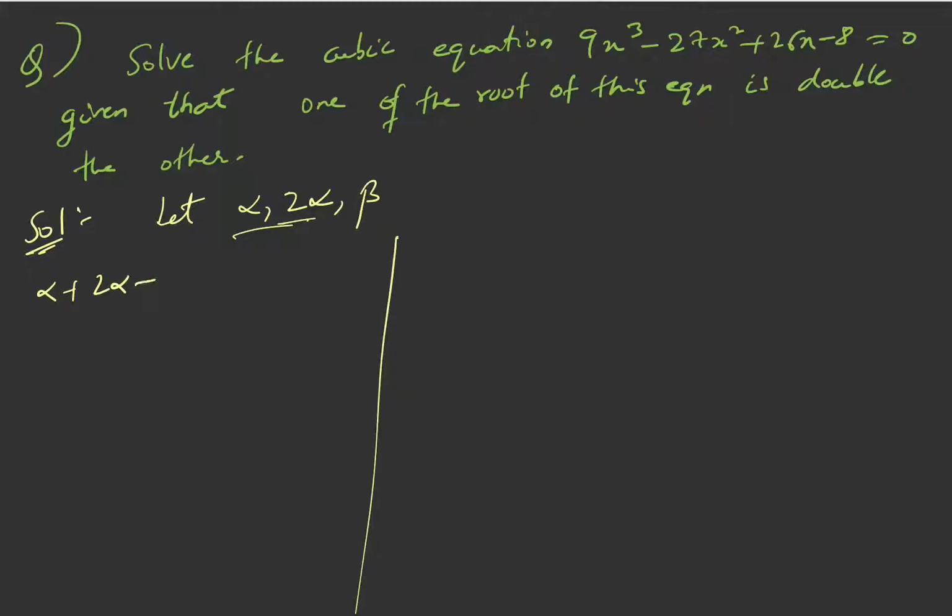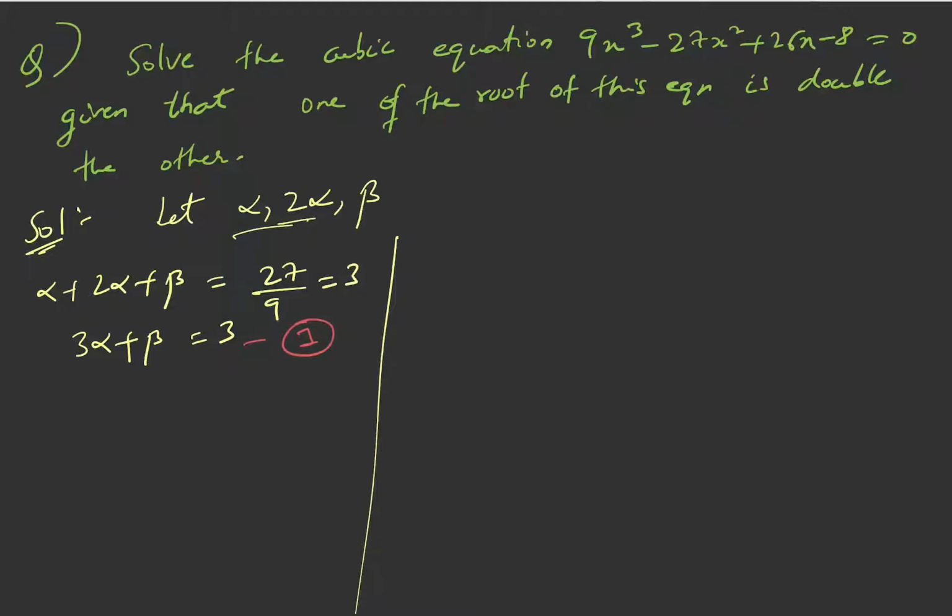So what is the sum of roots? Alpha plus 2 alpha plus beta is 27 by 9, that is 3. So here we have 3 alpha plus beta is equal to 3, right? Okay, let us call this equation 1.